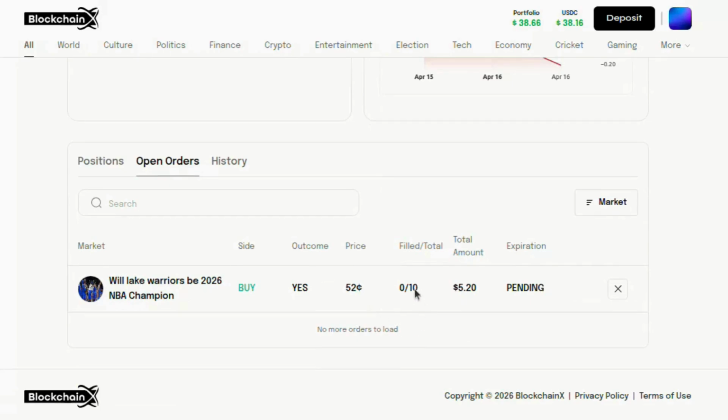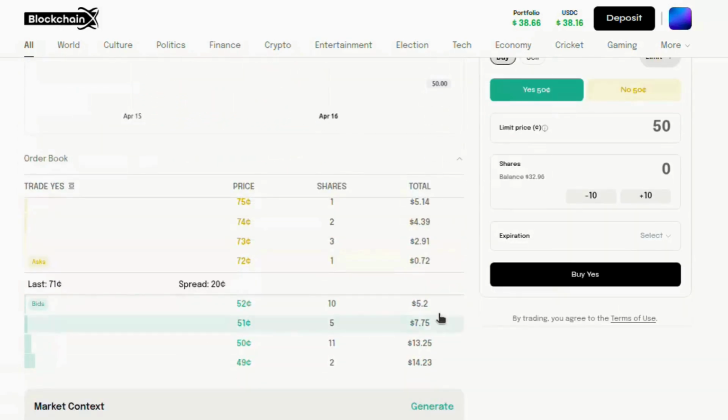In the open orders section, the created order for 10 shares is displayed. As the market updates, we can see the order getting partially filled. The remaining shares are fulfilled through minting. This process continues until the entire order is completed.